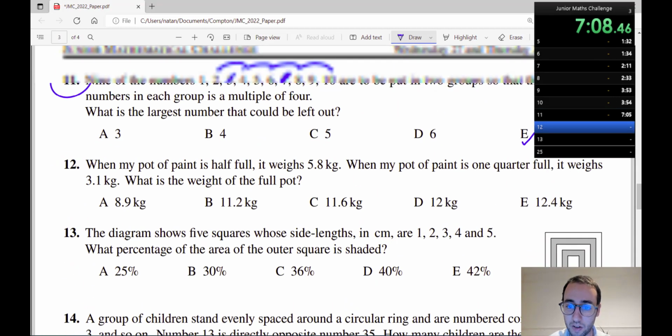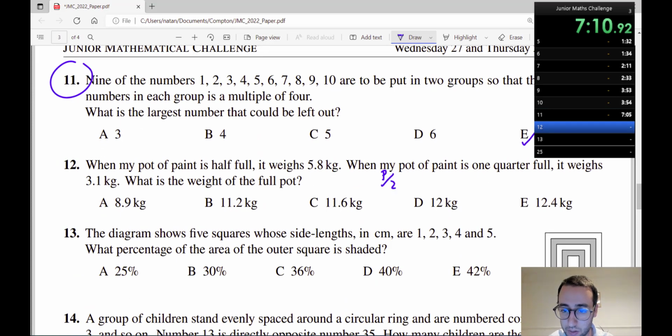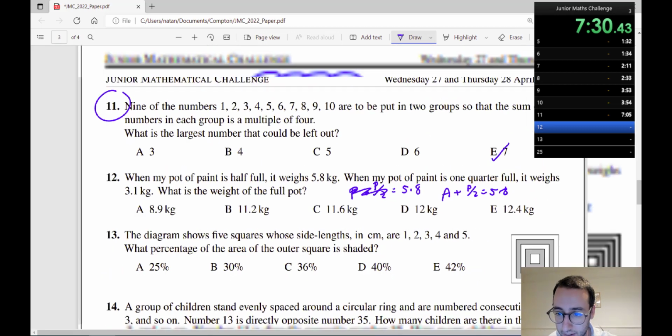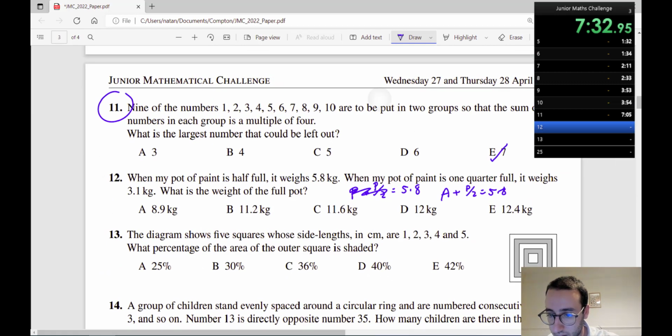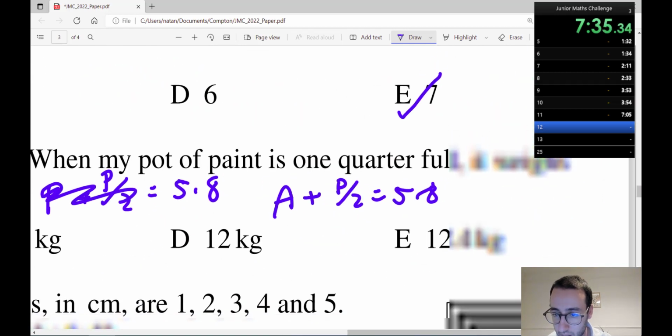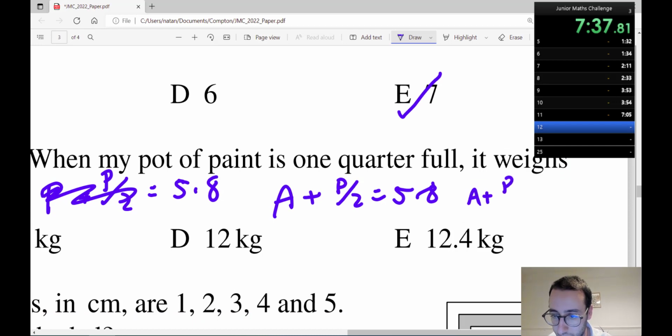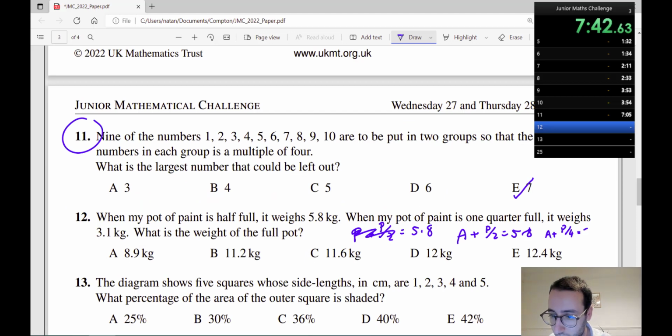When I populate it half full, P over 2 equals 5.8. Oh, wait. Plus the pot. So the pot plus, okay, so A plus the paint over 2 equals 5.8. When it's a quarter full, it weighs 3.1. So A plus P over 4 equals, what was that? 3.1.